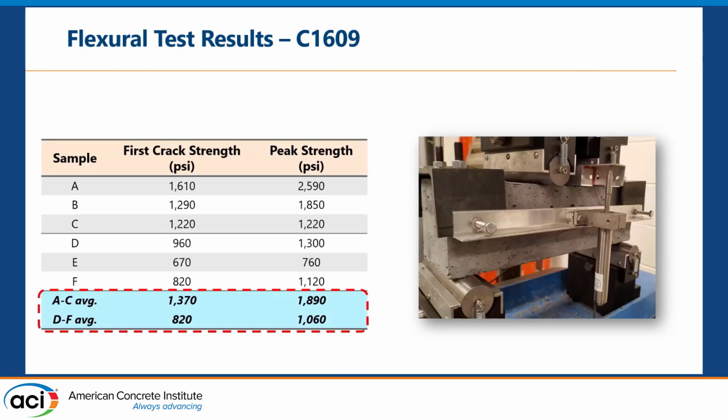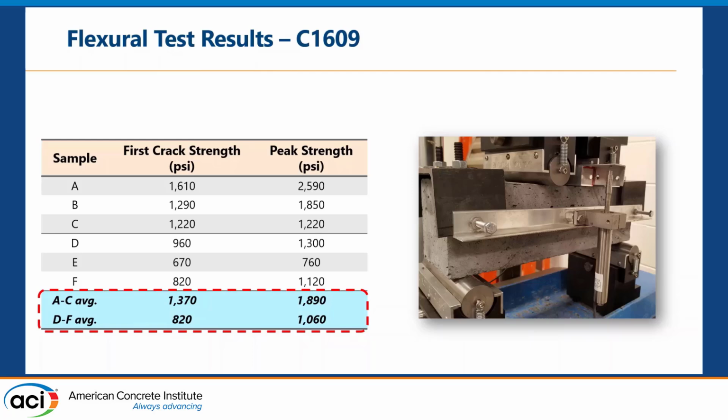So after some sample preparation, we tested these 6 beams in flexural using the 1609 procedures. The table here shows the result of the flexural test for both first crack strength and peak strength. The 2 lines at the bottom of the table show the average result for the 2 groups.